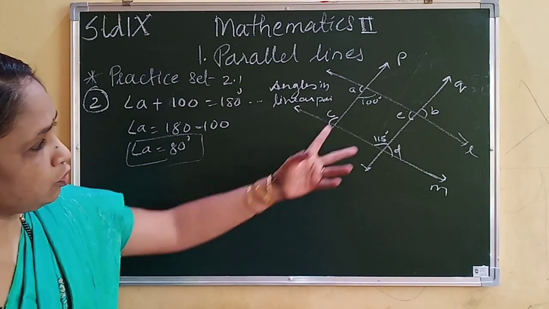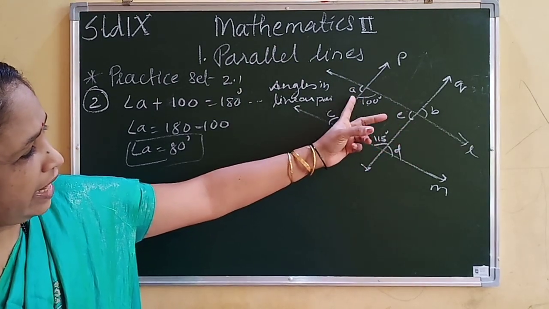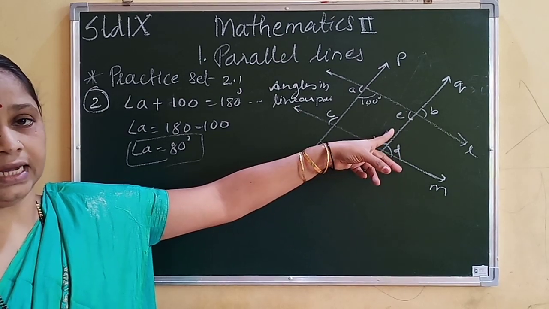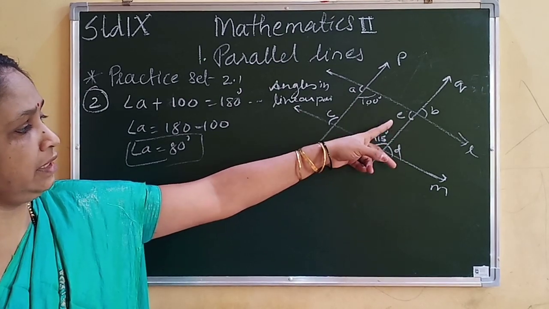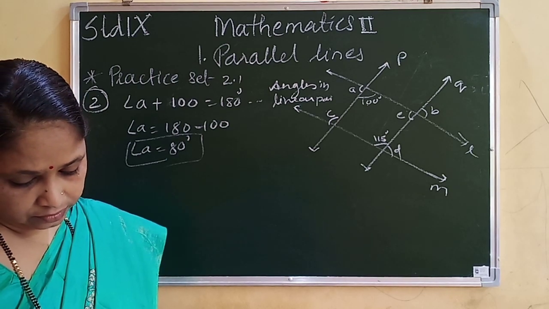Now it is said these are two parallel lines and this is the transversal. Means what? Angle A and angle E, they are the corresponding angles. So angle E will be equal to 80 degrees. Okay.